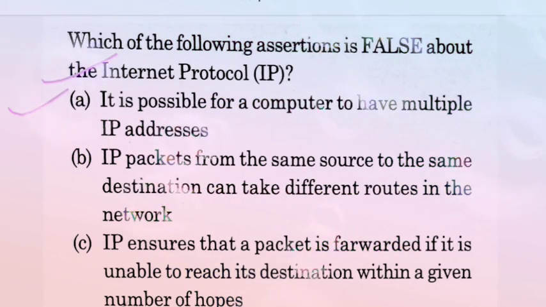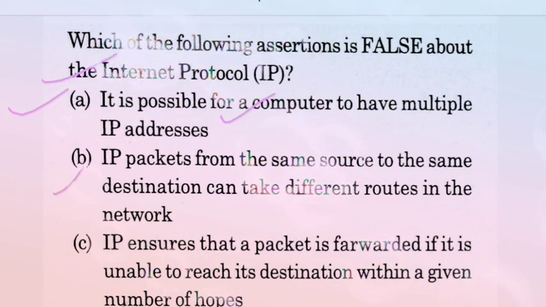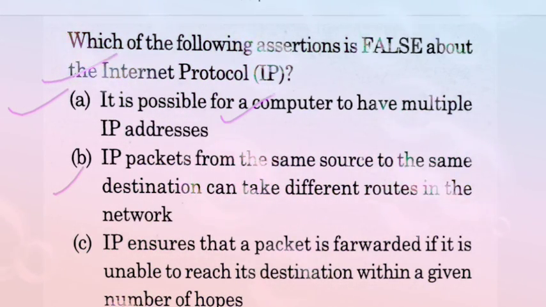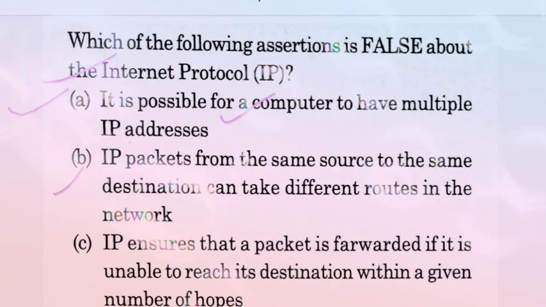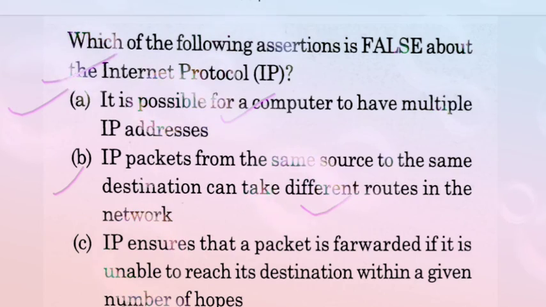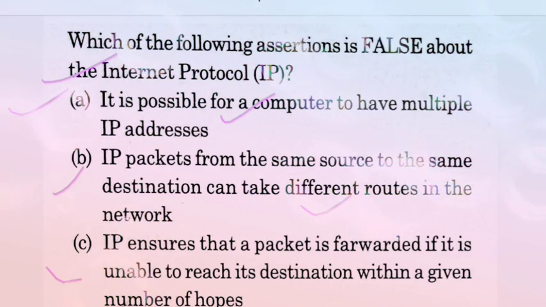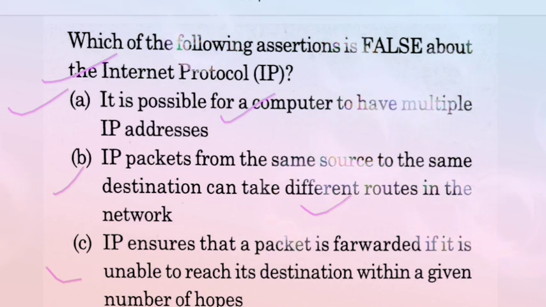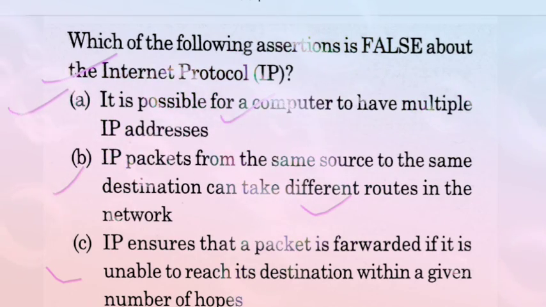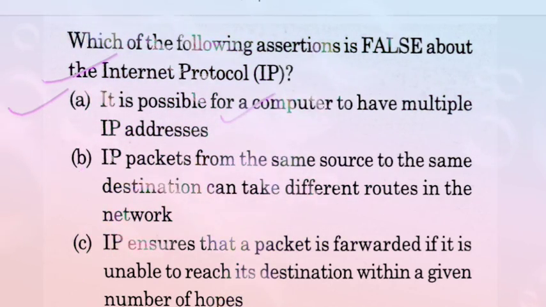Which of the following assertions is false about the internet protocols? Your first option, A: it is possible for a computer to have multiple IP addresses. So this is also a true statement. Now come to the second statement: IP packets from the same source to the same destination can take different routes in the network. Yes, it is possible. Next: IP ensures that a packet is forwarded only if it is unable to reach its destination within a number of hops. So it is also a true statement.